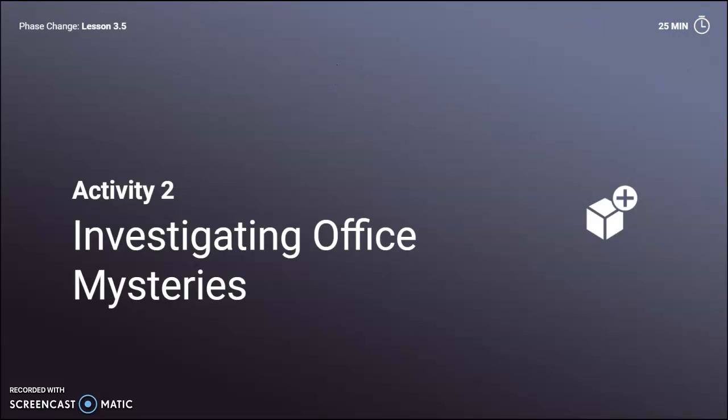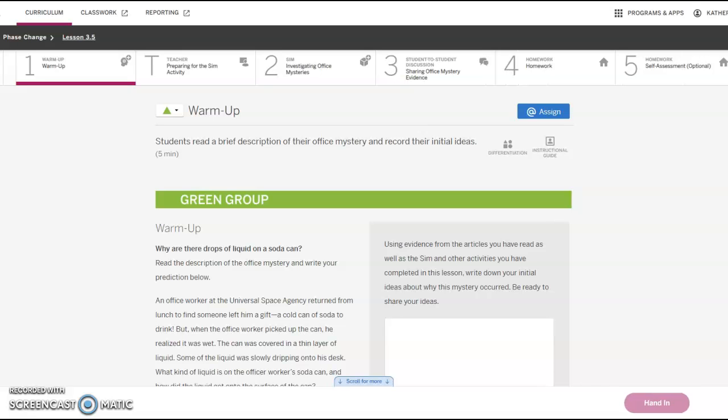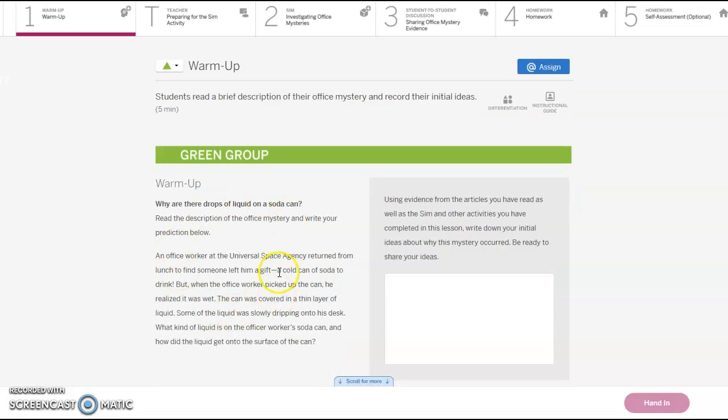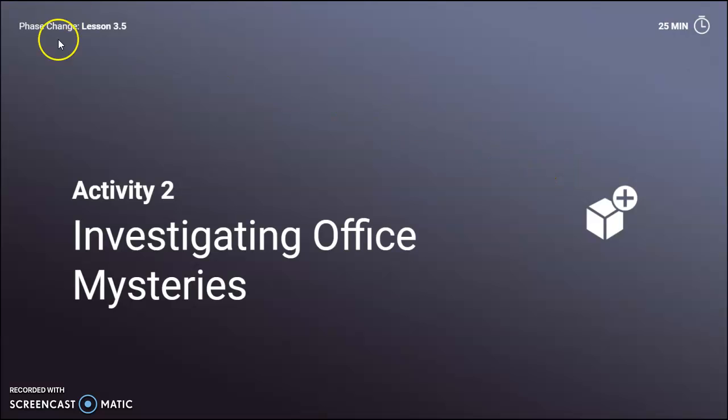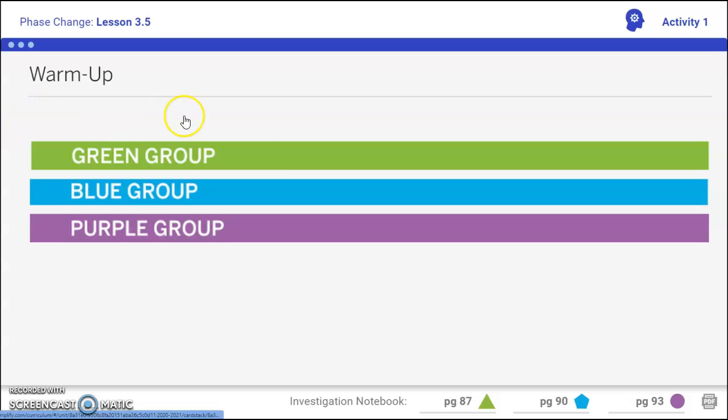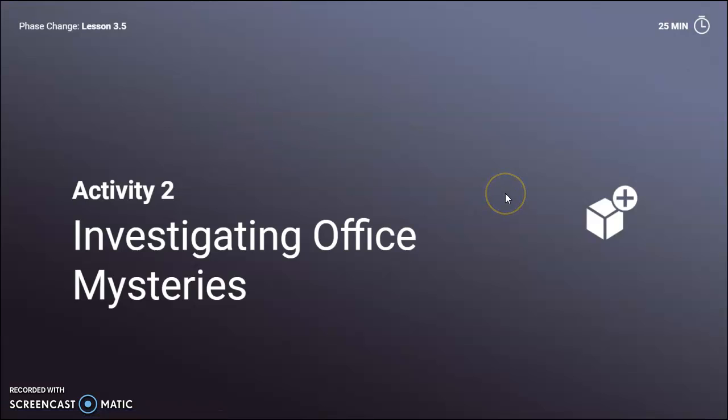And I'm going to bring Amplify over so that you can see it. Okay, so you are going to read the scenario and then answer the question using the evidence from the article you've read. So you'll have read a little bit of information. Write down your initial ideas about why a mystery occurred and be ready to share your ideas with your partner. This part of the lesson should take you just a couple of minutes. Take about 2 minutes, maybe 3 minutes, read the section there and answer the question. And you're going to go on to part 2. So pause the video here if you need a few minutes to answer the warm-up question.